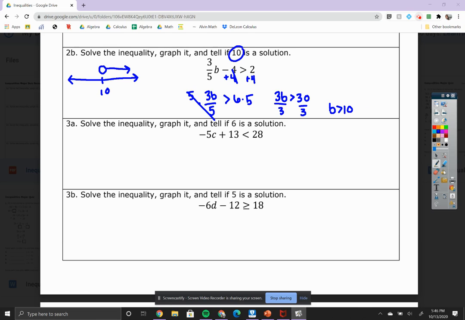Now we need to see if 10 is a solution. So I'll replace my variable with 10, which would be 10 is greater than 10. Now 10 is not greater than 10. 10 is equal to 10. So since this doesn't have that equal to line, this is not true, which means 10 is not a solution.